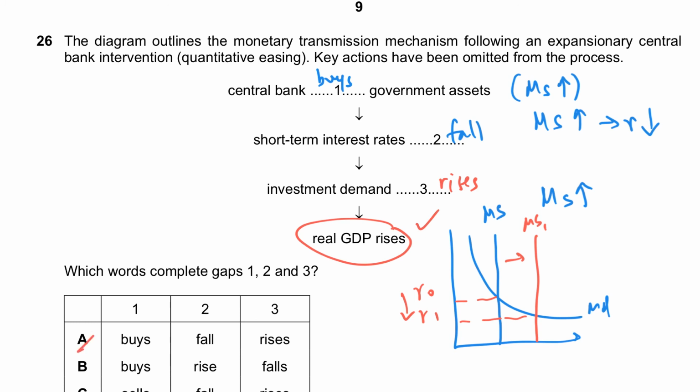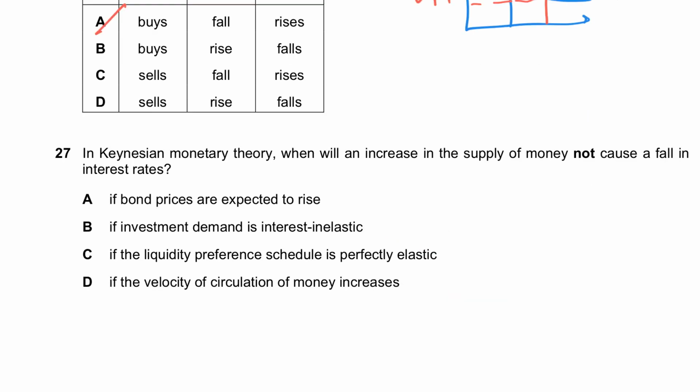And that's why A is the right answer, where the central bank buys government assets, which result in short-term interest rates to fall and investment demand to rise. In question number 27, they say in Keynesian monetary theory, when will an increase in supply of money not cause a fall in the interest rate?